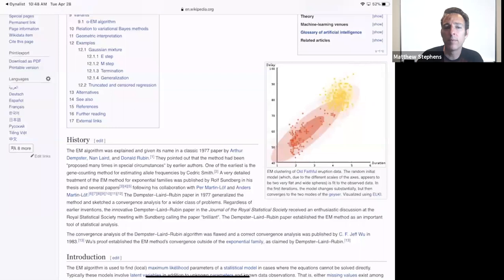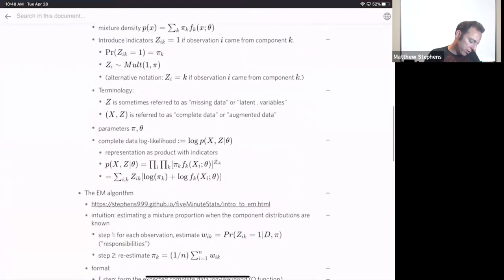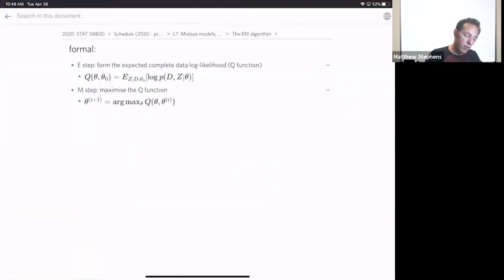To write down the EM algorithm more formally, we need some notation. The reason it's called the EM algorithm is that it has two steps, the E step and the M step. In this notation, theta is the parameter vector that we're trying to estimate, and theta 0 denotes the current value of that parameter. So we've got a current value for theta. Let's call it theta 0.